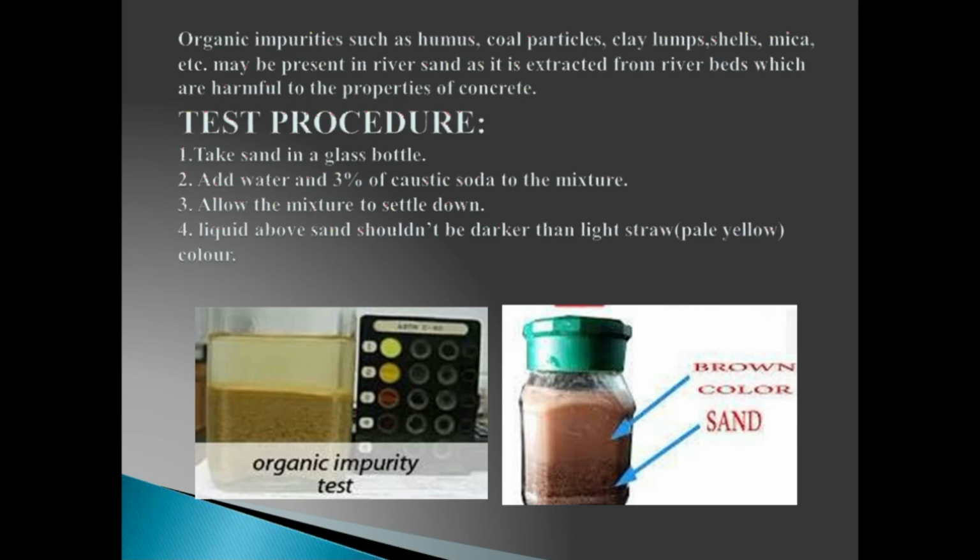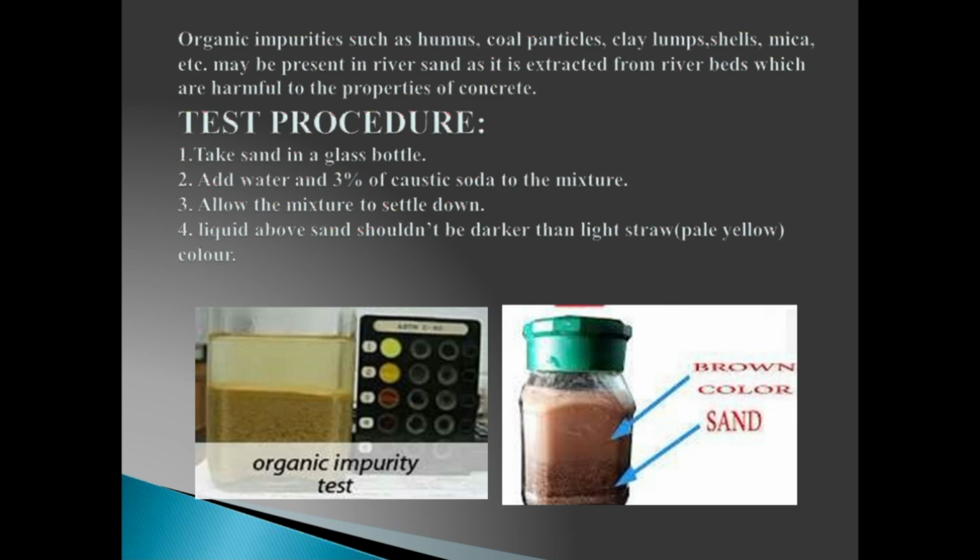A simple test for determining the presence of injurious organic matter in sands is made by shaking some of the sand in a plain glass bottle with an equal volume of 3% solution of caustic soda and allowing the mixture to stand for some time. The liquid above the sand should not be darker than light straw color, that is, pale yellow.